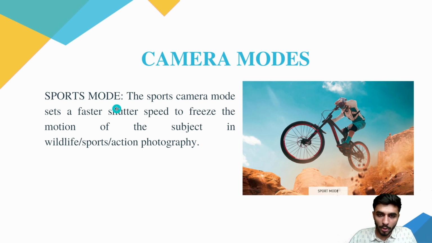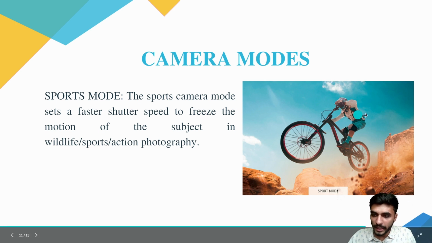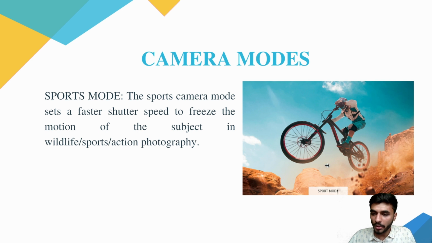The next camera mode is the sport mode. As the name suggests, the sport mode is used to take photos or videos of fast moving adventures. Like you can see in this photo, a person is riding a bicycle, or it is a mountain bike race, right? MTB race. The movement is very fast, and it is very difficult to take photos or videos in normal camera mode. So there is a mode for this too. The sport camera mode sets a faster shutter speed to freeze the motion of the subject in wildlife, sport, or action photography.